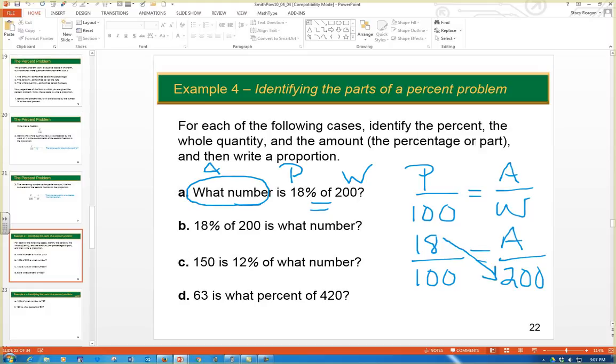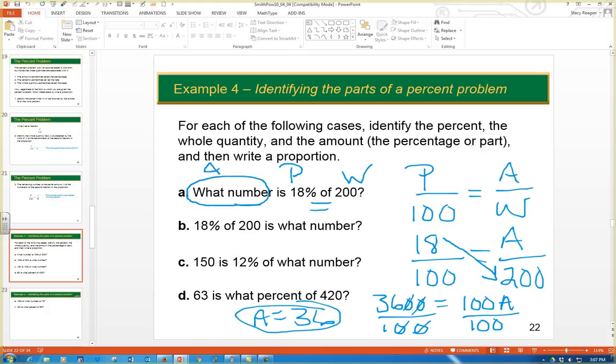18 times 200, so 18 times 2 is 36, so this would be 3600 equals 100A, and divide both sides by 100. Use your calculator if you have trouble with it. So my answer would be A is 36. So this is saying that 36 is 18% of 200. And it's very simple. That's all we're doing. We're taking those and trying to fill in our formula. So let's go through some of these problems.